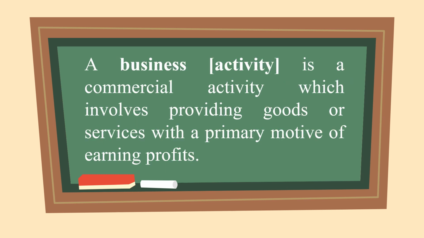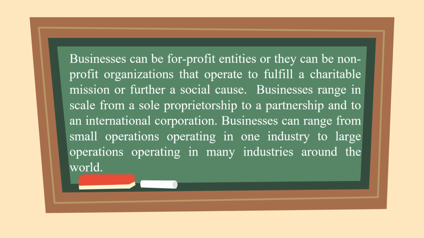On the other hand, business can also be defined as an activity. A business as an activity is a commercial activity which involves providing goods or services with a primary motive of earning profits. I hope you are clarified with the difference of the definition of business as an entity and the definition of business as an activity. Let us continue our review.